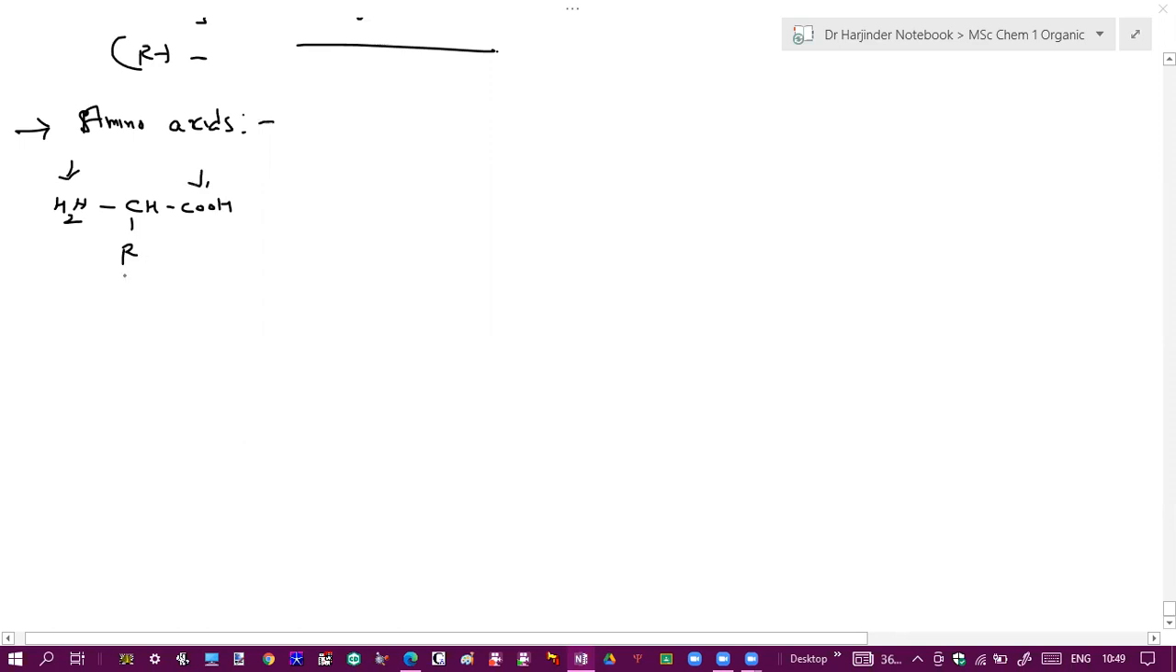For example, say you have R and S alanine. Alanine is the simplest amino acid containing a methyl group. Suppose you have this mixture.